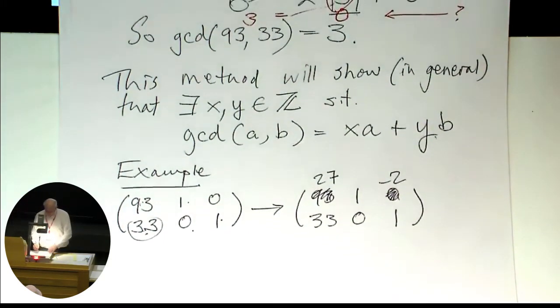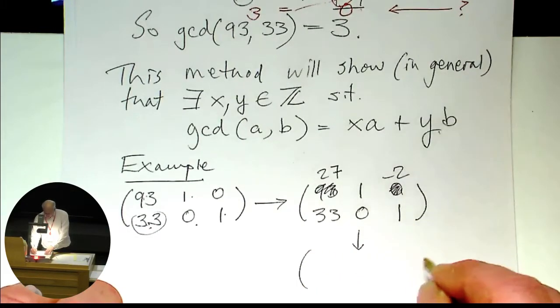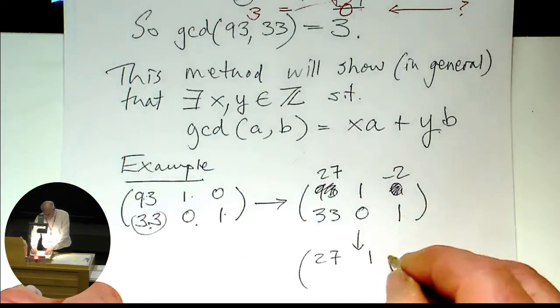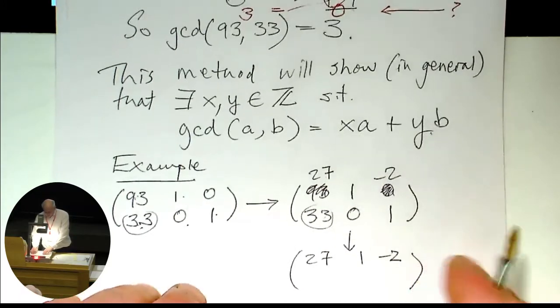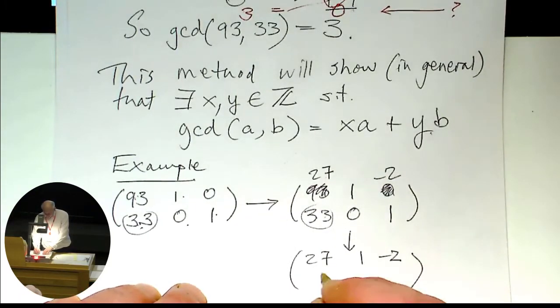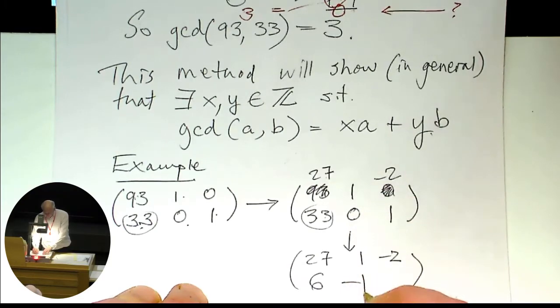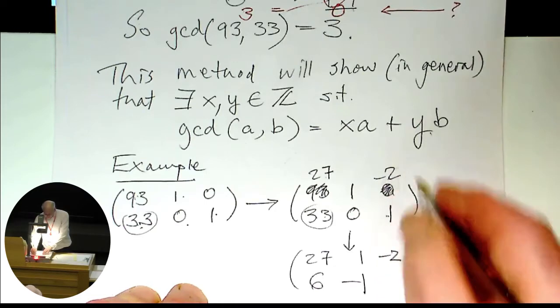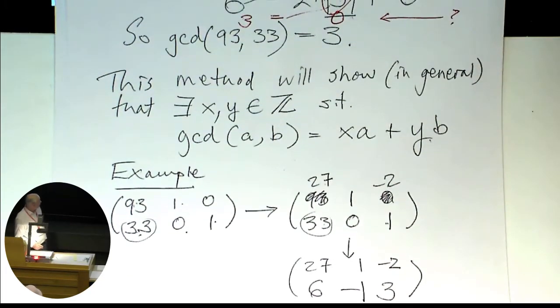If you run out of space, you can go in any direction. Then I leave the first row as it is. Some people would swap the rows, I don't bother to do that. To divide 33 by 27, I can only do it once, so that will leave me 6. But I'll have minus 1 here, and 1 minus 1 times minus 2, that's plus 3. So I get that matrix.